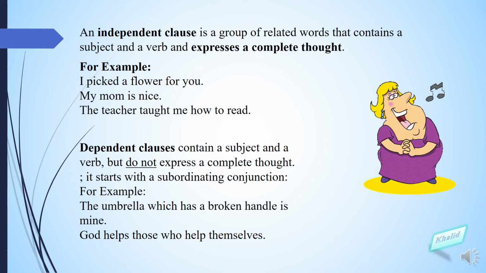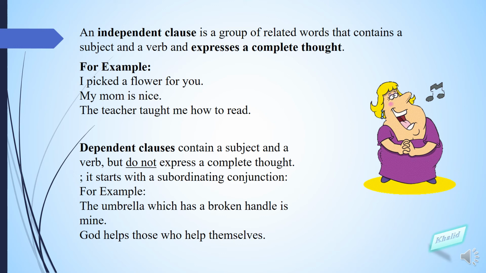Let's move to the dependent clause. It contains a subject and a verb, but does not express a complete thought, and it starts with the subordinate conjunctions. You are going to learn about subordinate conjunctions in our next slide.